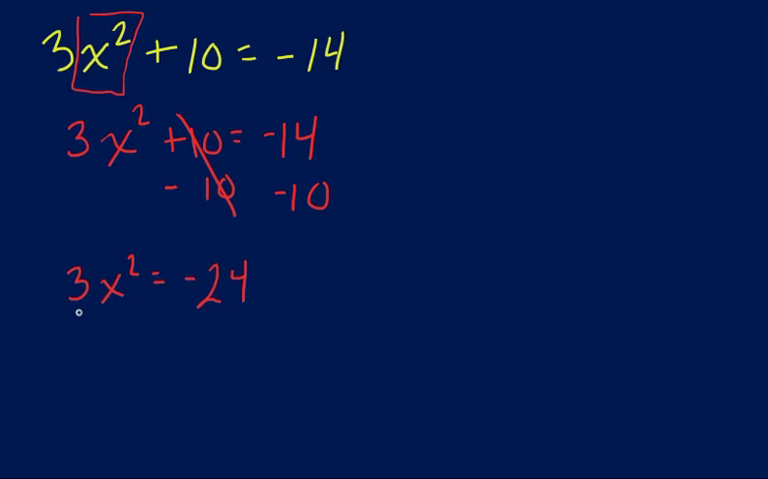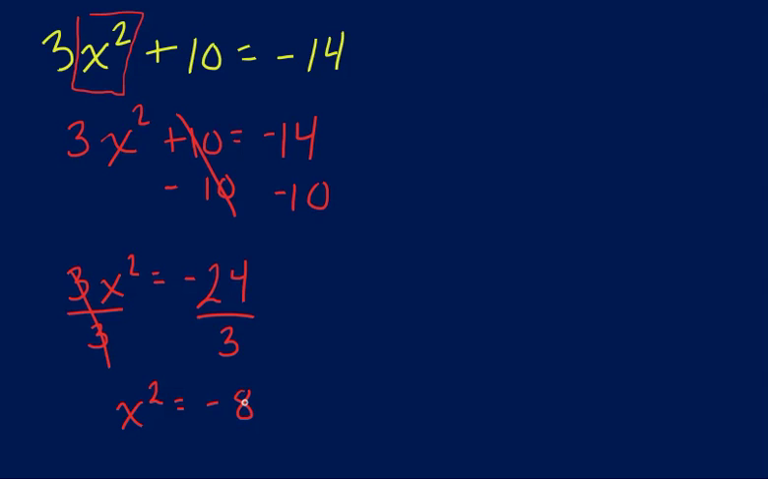Perfect. So what do I do? Well, by isolating this x squared, I'm going to want to divide 3 to both sides, because what you do to one side, you always have to do to the other. It probably sounds like a broken record. I'm sure you guys have heard that a lot in class. So now we have x squared is equal to negative 8.